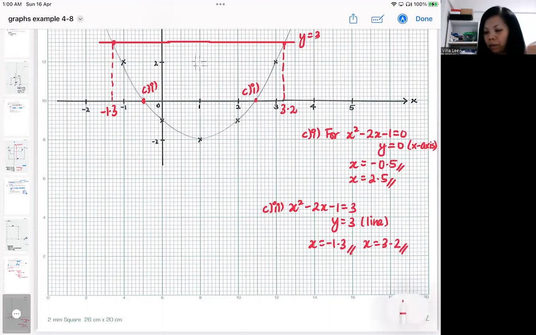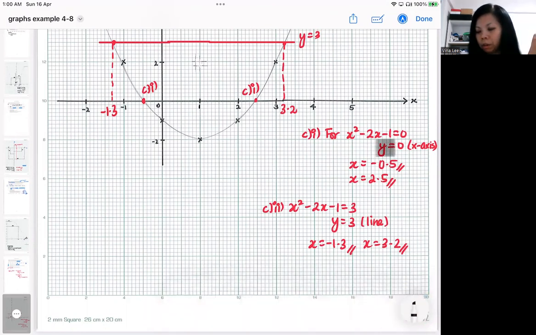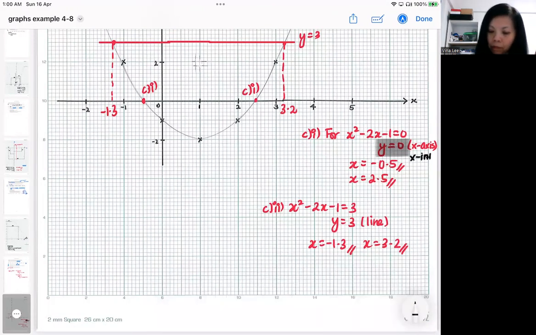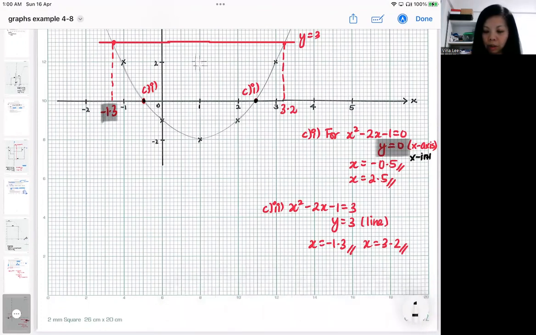If the graph is equal to 0, it will be the solution on the x-axis. It's like the x-intercept, the property of an x-intercept, so the graph cuts the x-axis. And if it's y equal to 3, that means the graph cuts the horizontal line. It cuts the horizontal line at these two answers. So these two are the solutions to the equation.